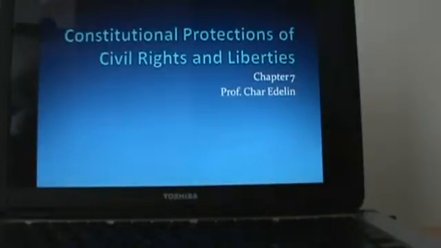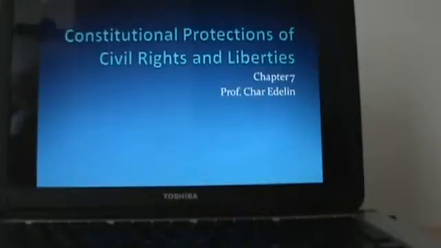Now we get into the nitty-gritty of the Constitution. Now we get into how it has actually been applied. It's one thing to talk about what the colonists thought it should do. It's another thing to talk about what the Constitution is actually doing, or how we're actually interpreting the Constitution.